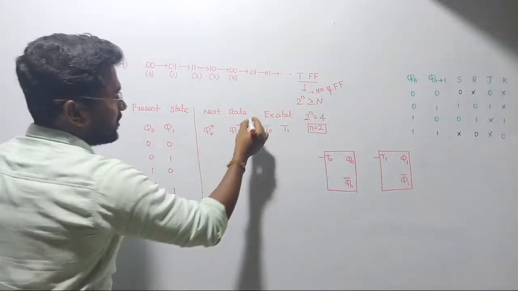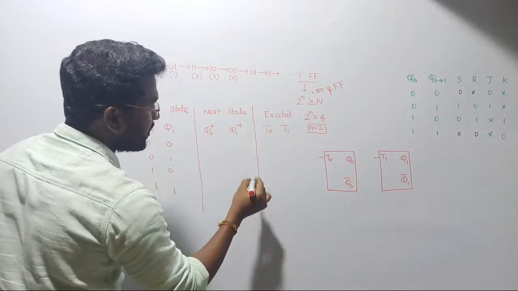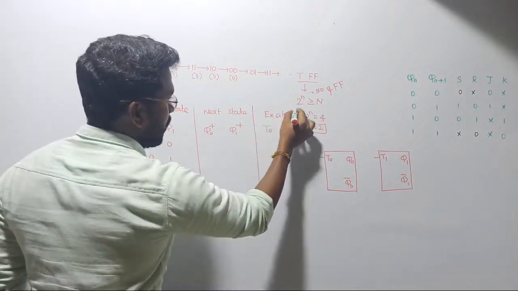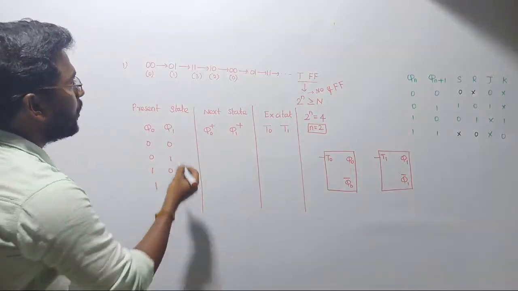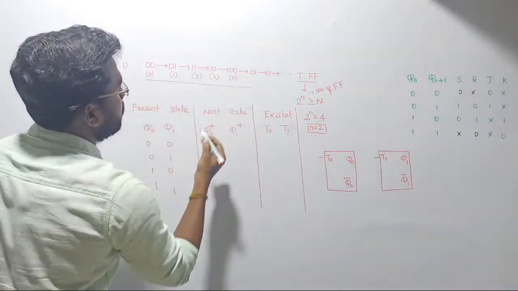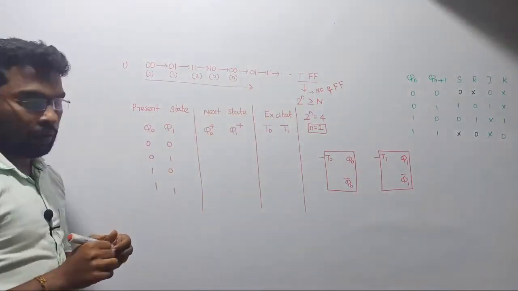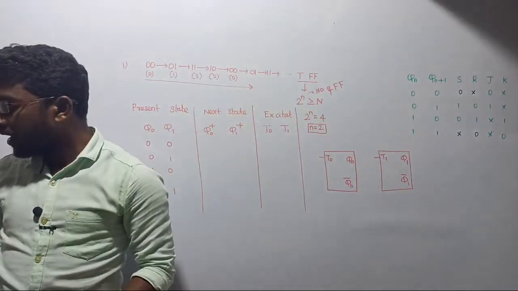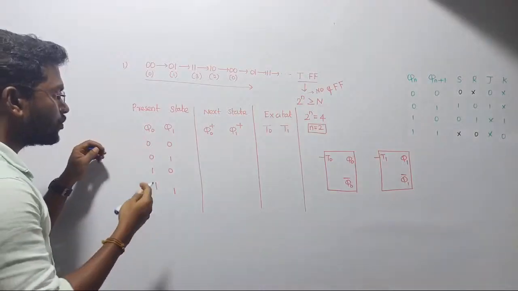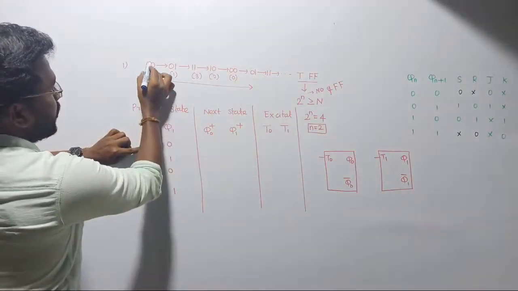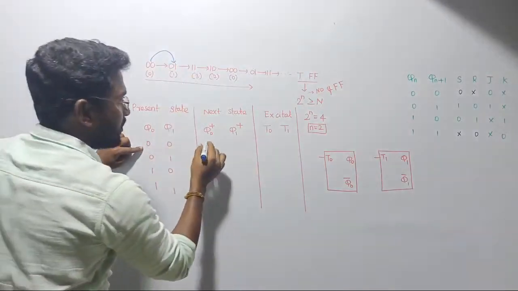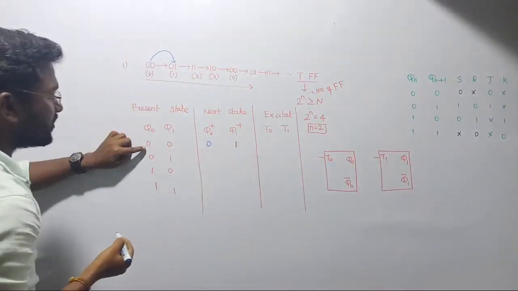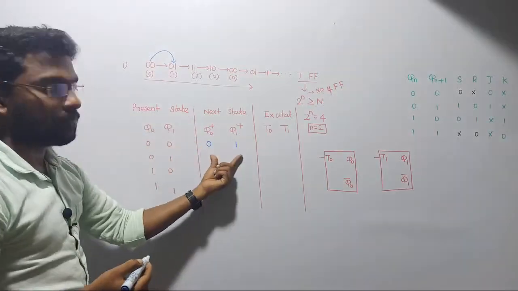Immediately the next state, right? So the next state depends on you, right? You have to bring the next state by the given sequence. How to bring that one? Let us bring the next state. Carefully observe. If your present state is 0 0, then its next state is clearly given as 0 1. If your present state is 0 0, then next state will become 0 1.